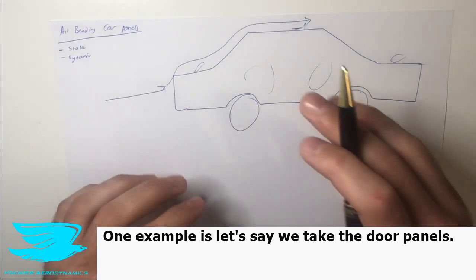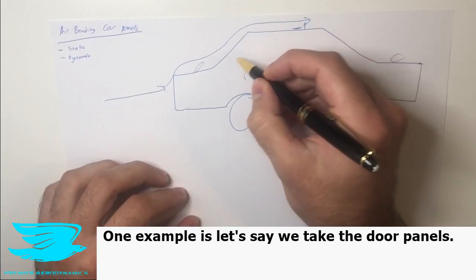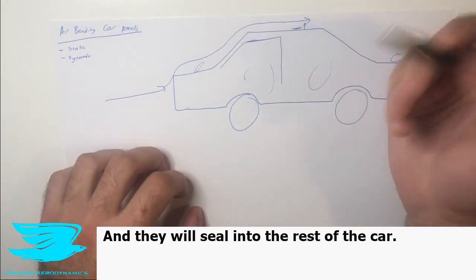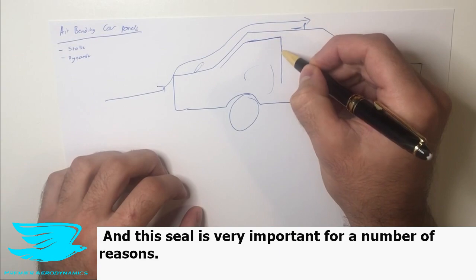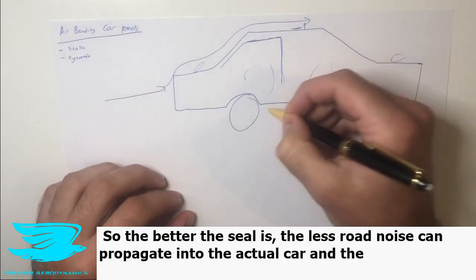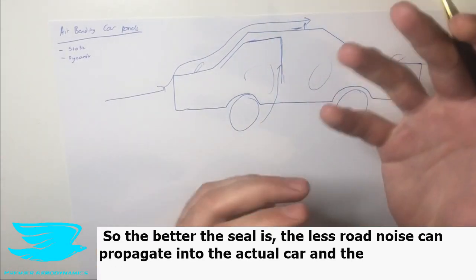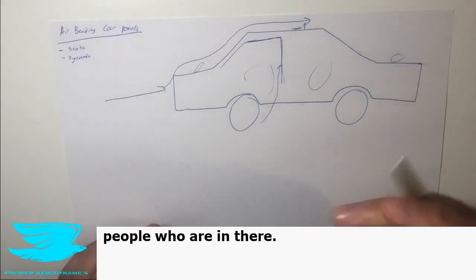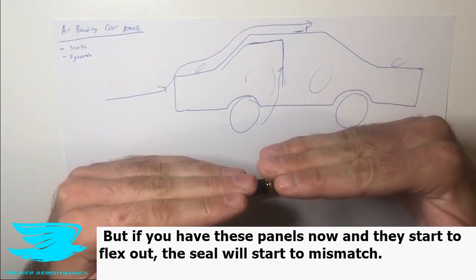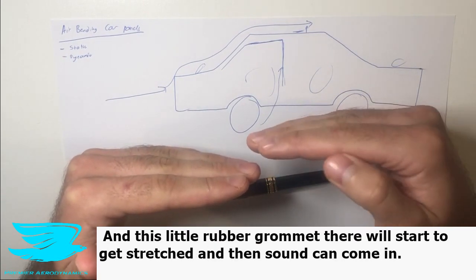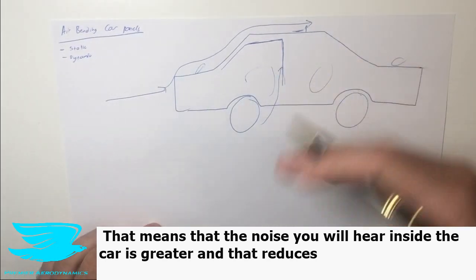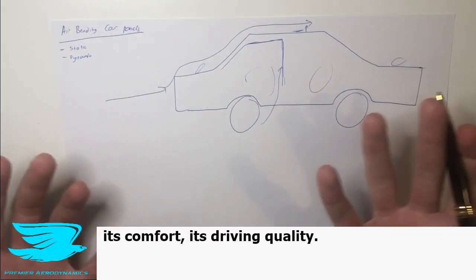One example is, let's say we take the door panels. The doors are coming up like this, and they will seal into the rest of the car. And this seal is very important for a number of reasons. One in particular is sound. The better the seal is, the less road noise can propagate into the actual car, and the people who are in there won't hear it. But if these panels start to flex out, the seal will start to mismatch, and this little rubber grommet there will start to get stretched, and then sound can come in.